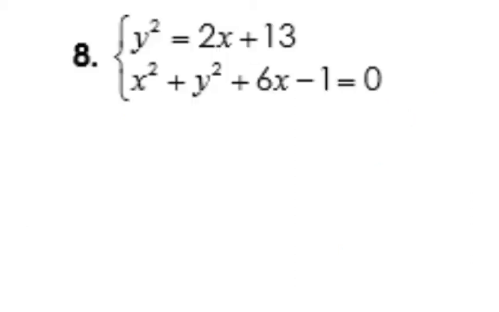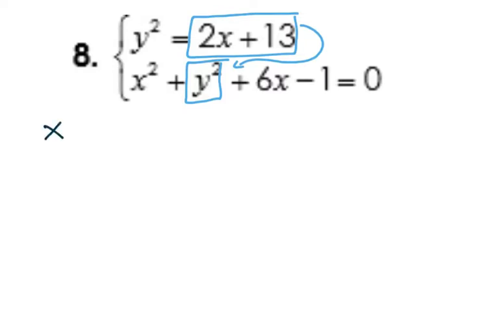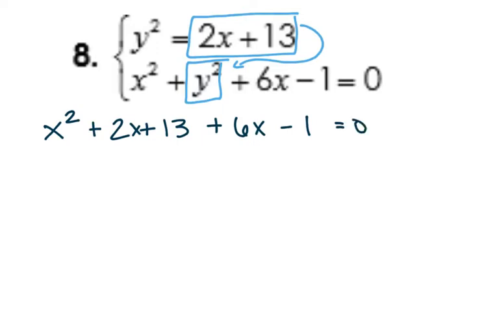I think the hardest thing is deciding what to do first, and that just comes with practice. So I want you to notice that it says y squared equals 2x plus 13. And in the second equation, I have a y squared. So what I'm going to do is I'm going to replace that y squared with 2x plus 13. So here's what it's going to look like. X squared plus 2x plus 13 plus 6x minus 1 equals 0. Okay, so that allows me to solve for just one variable. So I'm going to get my like terms together.